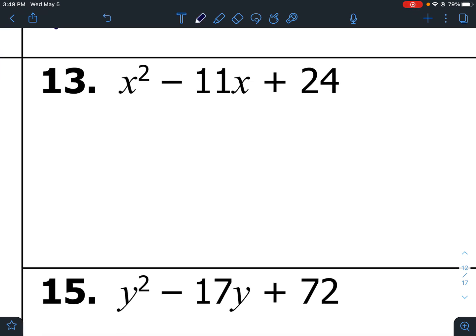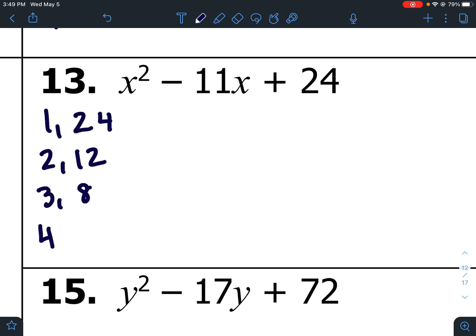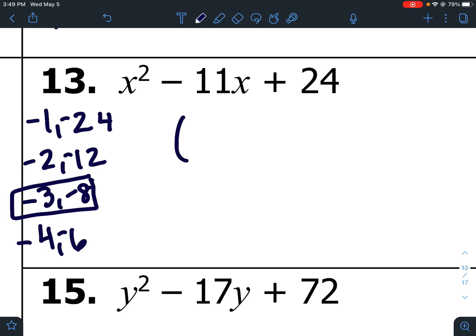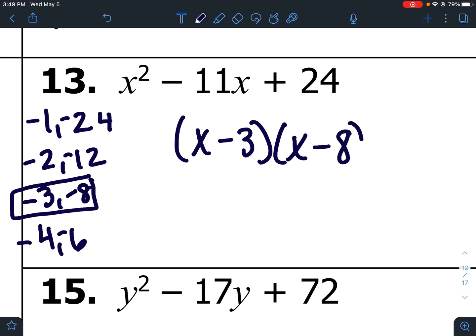All right, let's try our hand at this. Factors of 24. That's 1 and 24, 2 and 12, 3 and 8, 4 and 6. Again, with that second number being positive and the first one being negative, I'm going to put negative signs on everybody. Okay, we're looking for negative 11. Negative 3 plus negative 8 is negative 11. That gives me x minus 3, x minus 8. Awesome.